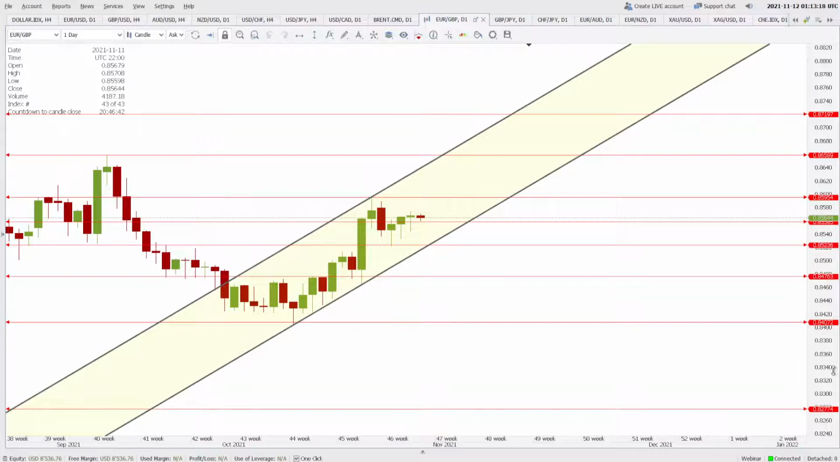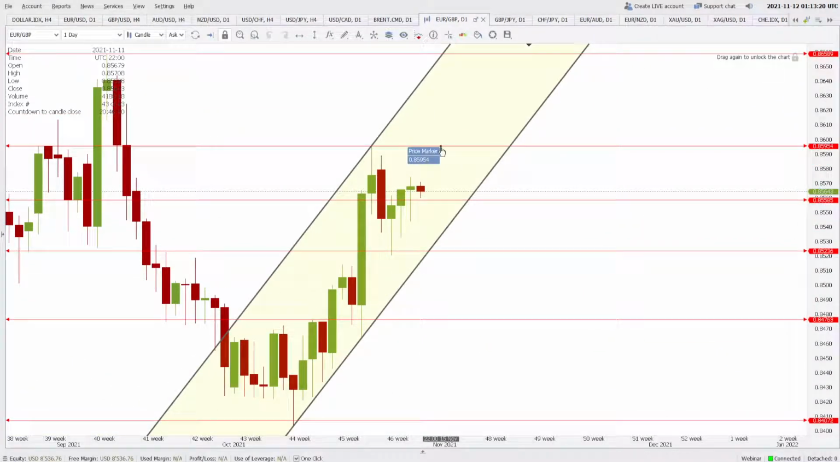On the higher side, we have 0.8595 as the resistance, and on the lower side, we have 0.8558 as the support. Looking at this bullish pin bar on the daily chart, it is giving us the information that the euro may be in demand with respect to the pound at the lower prices, or near the 0.8558 region. So right now resistance is 0.8595, support is 0.8558.